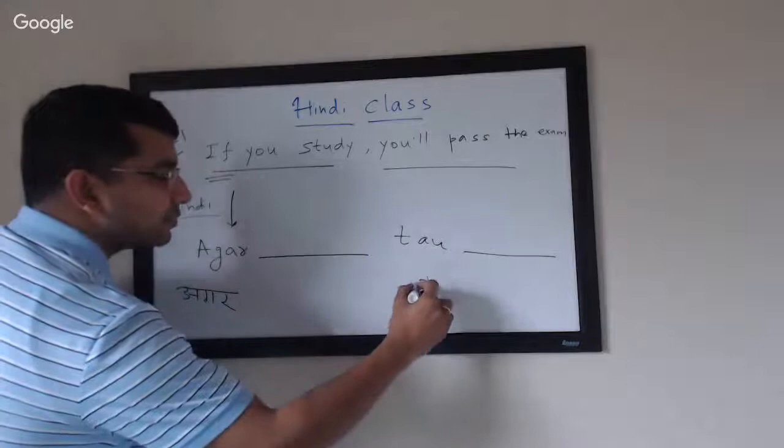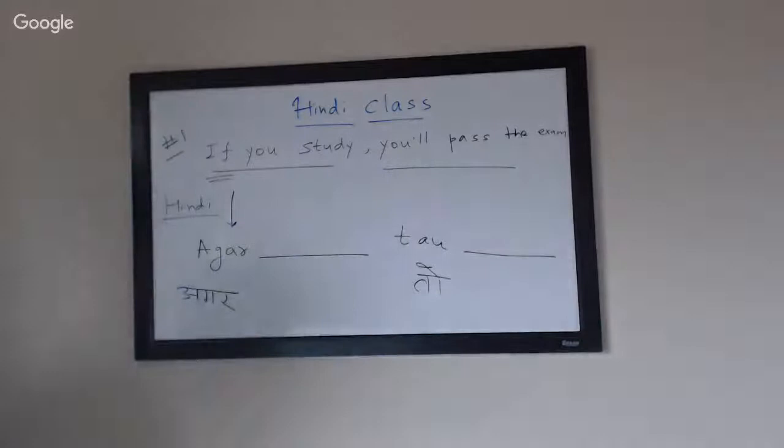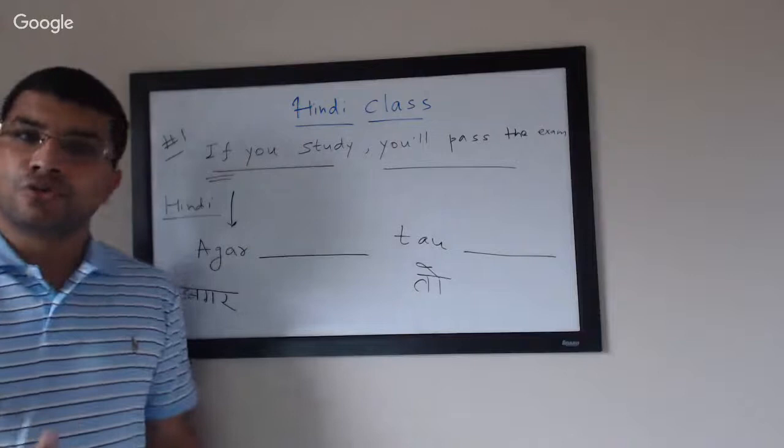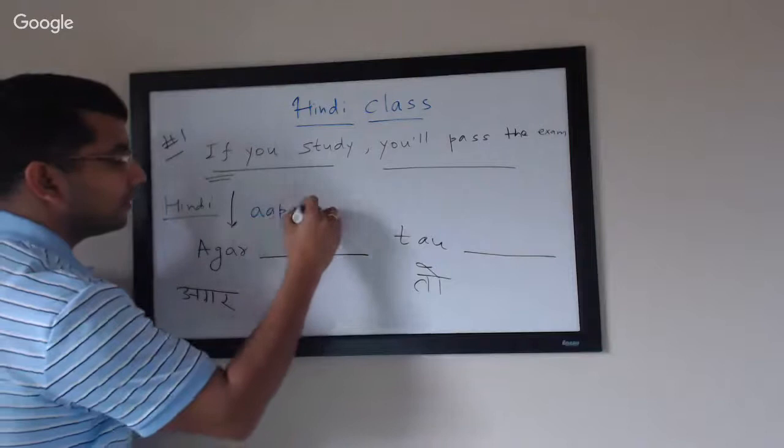So now all that is left for you is you study, write it in future indefinite. You will pass, write it in future indefinite in Hindi. Okay. Very good, right? So if you want to write it in a little bit more informal, you can say tu or tum. Okay. If you want to write it formally, you can say agar aap padhenge.